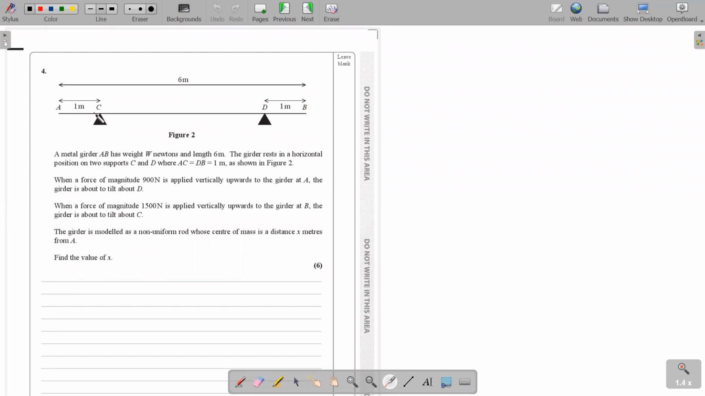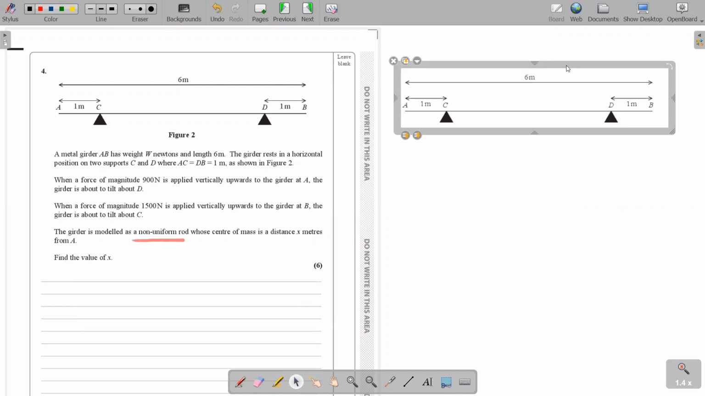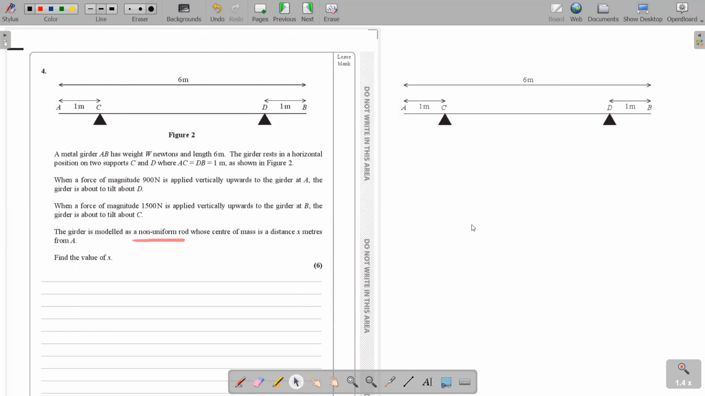The girder is modeled as a non-uniform rod. Non-uniform rod means the weight doesn't act at the center, whose center of mass is a distance x meters from A. Find the value of x. So you have two situations here. You have to make up an equation for each situation and solve the equations together as a pair of simultaneous equations. So first we'll have to draw two sets of diagrams. We'll draw the first force diagram.